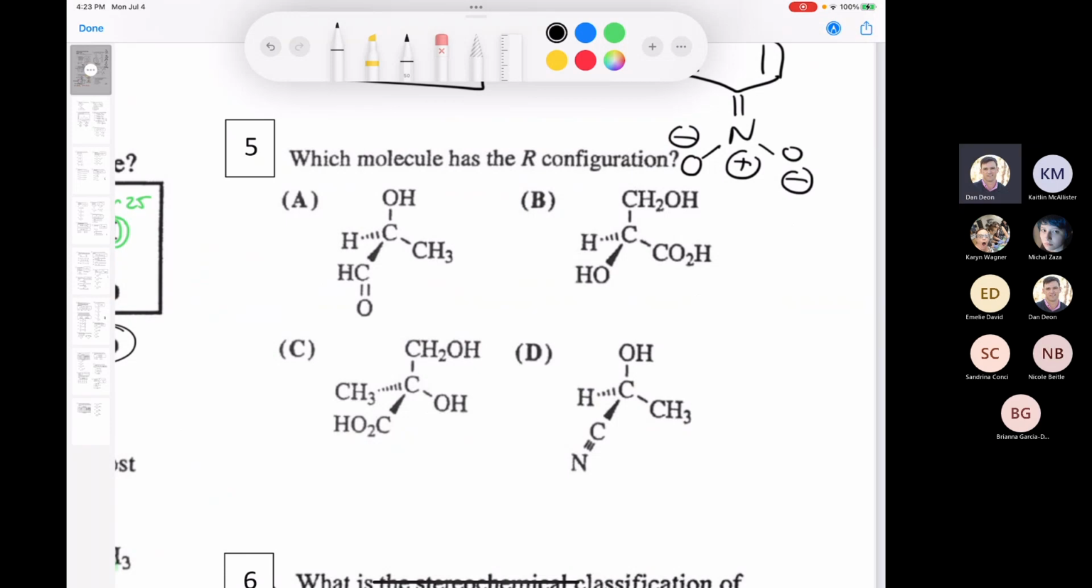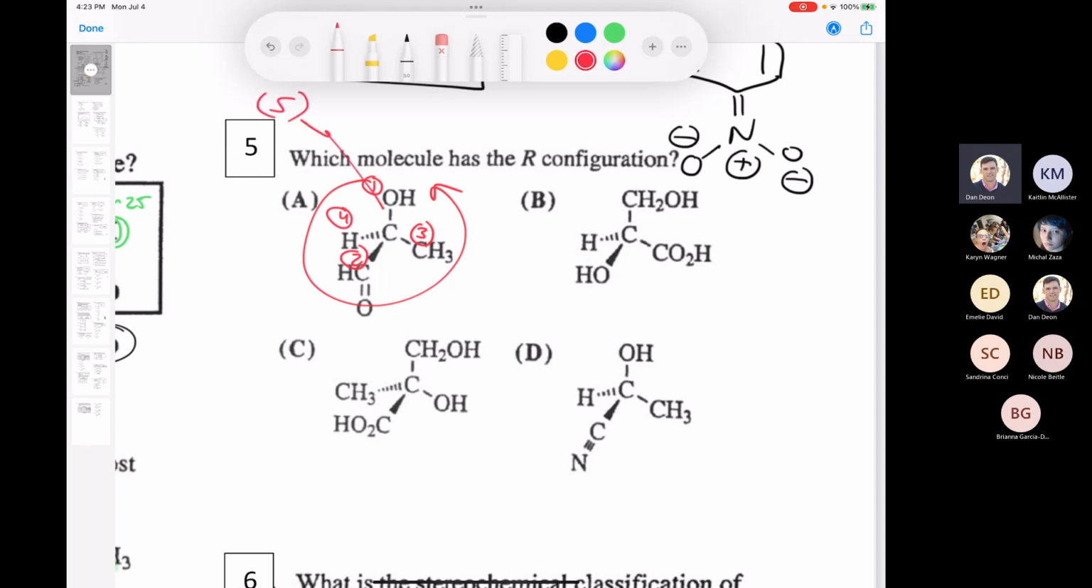So if we start with A, we have our lowest priority group in the back. This is our highest priority group, the oxygen. And you have a carbon here and a carbon here. Well, this carbon is attached to oxygen, oxygen, hydrogen, and this carbon is attached to 3 hydrogens, so obviously this one is the winner. So we have 2, then we have 3. We go from 1 to 2 to 3. That's going counterclockwise, and so this is S.